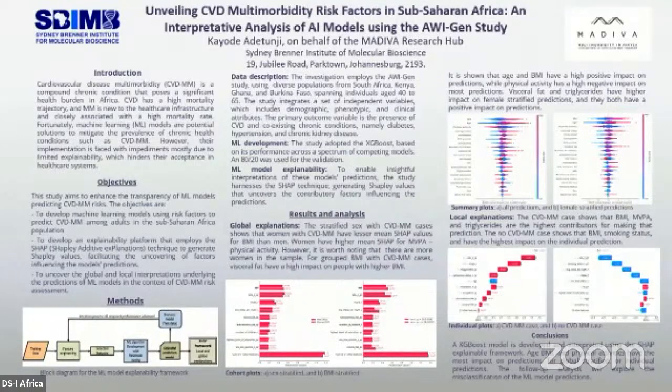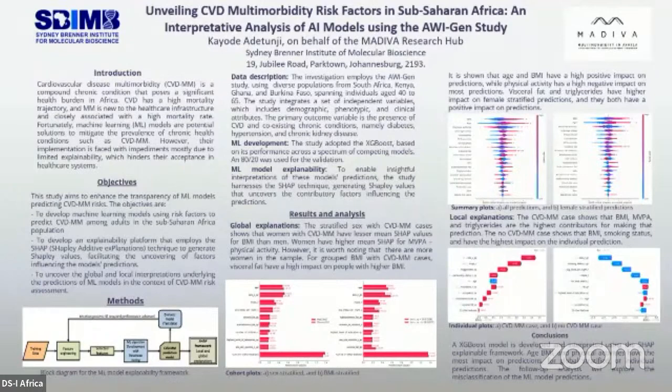The first thing we are looking at here is CVD multimorbidity, which is a complex compound chronic condition that is affecting healthcare systems, and it is also related to mortality rates. The good thing is that we now have machine learning models that have been developed to predict conditions like this. However, their implementation is faced with acceptability issues, and that is why we should have things like explainable frameworks, and this is why I'm doing this study.